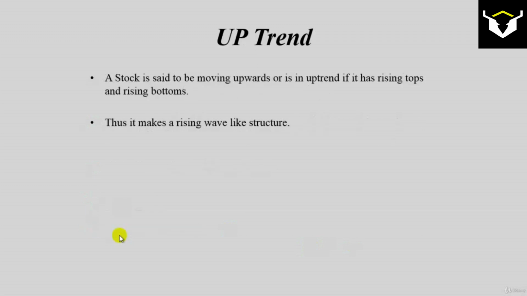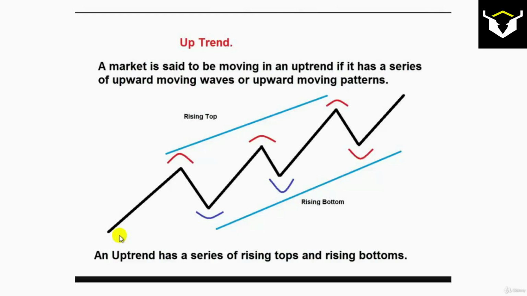Let's go ahead. What is an uptrend? A stock is said to be moving upwards or is in uptrend if it has rising tops and rising bottoms. Thus it makes a rising wave-like structure. Take a book and draw a rising zigzag pattern. You will see that is how an uptrending market exactly looks like. An uptrend looks something like this.